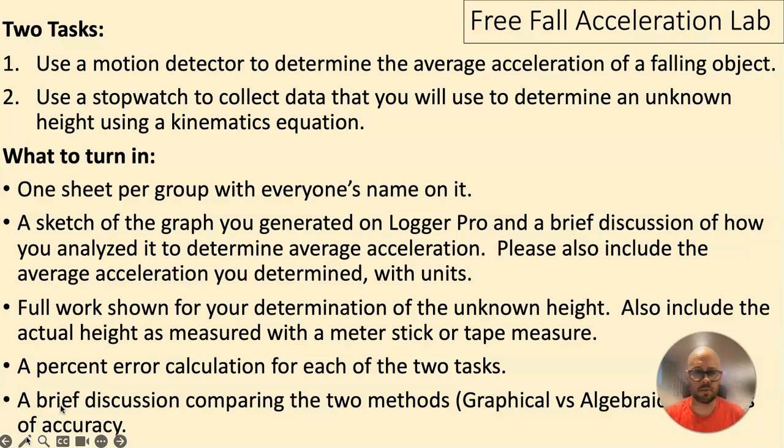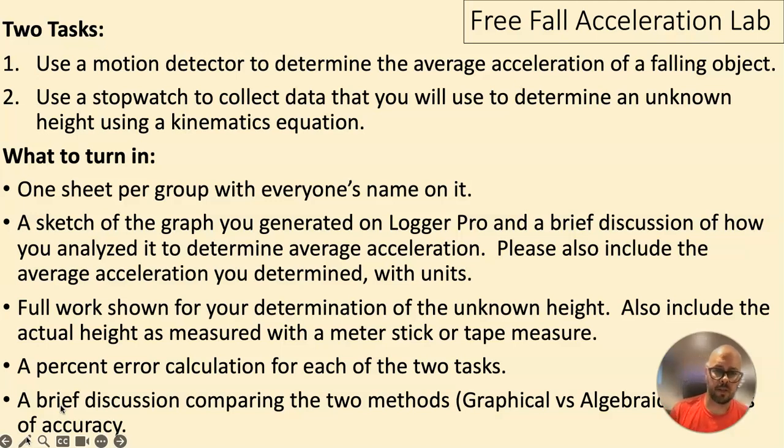The only thing you need to do with this is make a sketch of the graph that you generated in Logger Pro. A sketch doesn't have any numbers on it, so it just has the labels for the axes and the shape of the graph. You should show which part you highlighted, and then you should report the acceleration due to gravity that you determined from Logger Pro. You should do a % error calculation, and you can either Google that or ask Mr. Albright, or maybe I left it up on the board, with 9.8 as your accepted value. And then that's it for now.